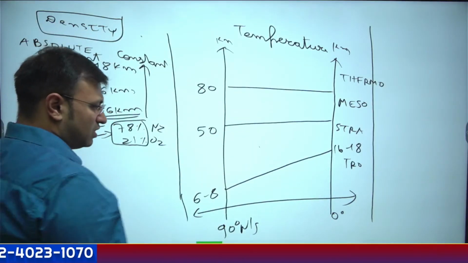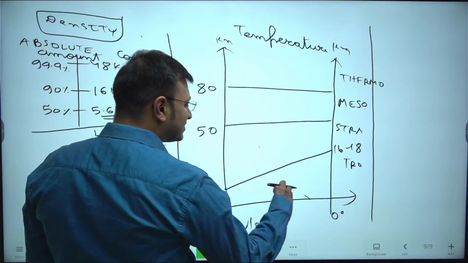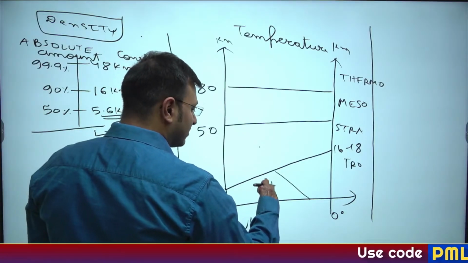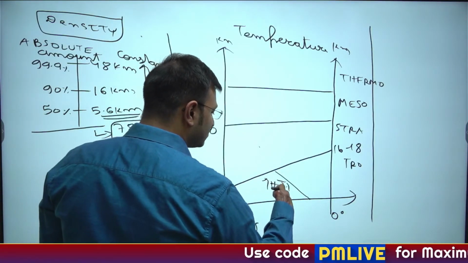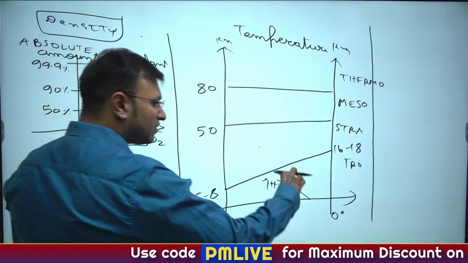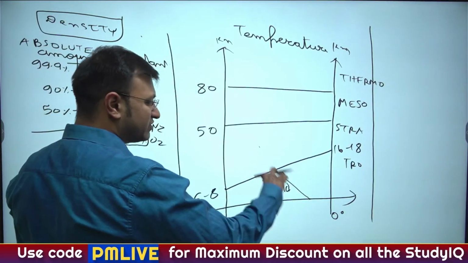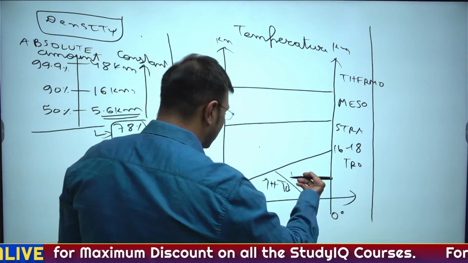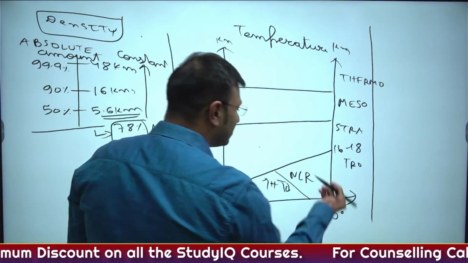So, in troposphere, with increase in height, the temperature decreases. Why so? Because bulk of the greenhouse gases will be at the surface. As we move up, the temperature is bound to decrease. So this is referred to as normal lapse rate.